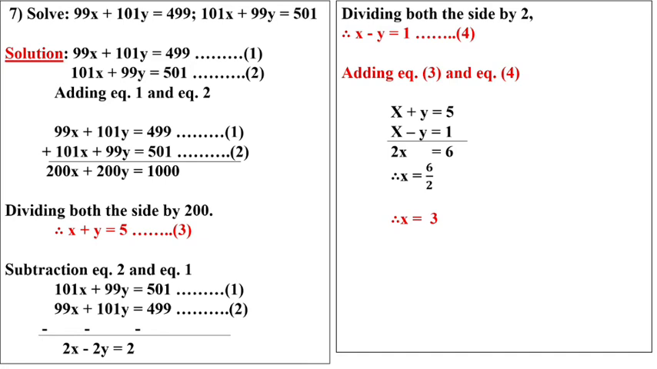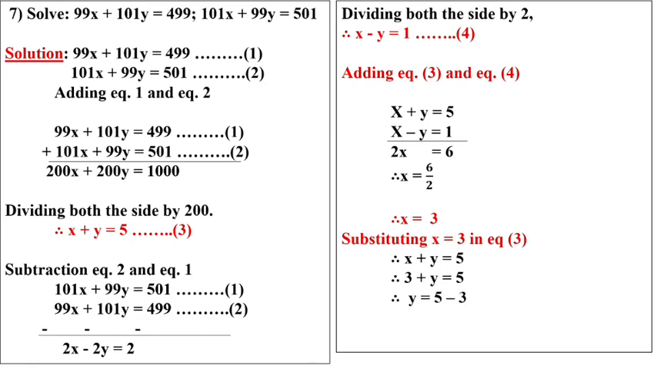Now we'll substitute x equal to 3 in equation number 3. What is equation number 3? We have x plus y equal to 5. We substitute the value of x: 3 plus y equal to 5. Now 3 will go to the right side and become minus. y equal to 5 minus 3, here we get 2. Therefore y equal to 2. So the x value is 3 and the y value is 2. So 3 and 2 is the solution of the equation. Understood?